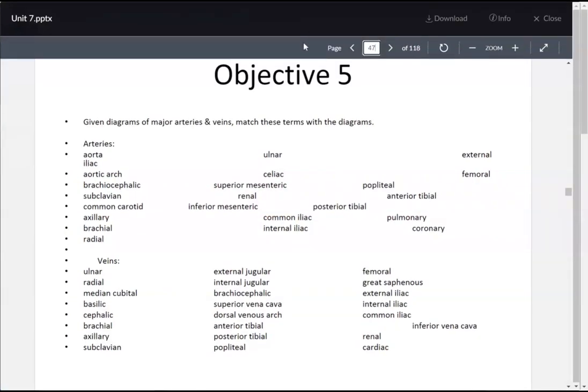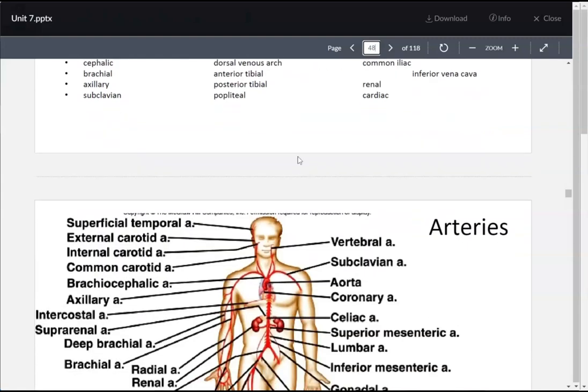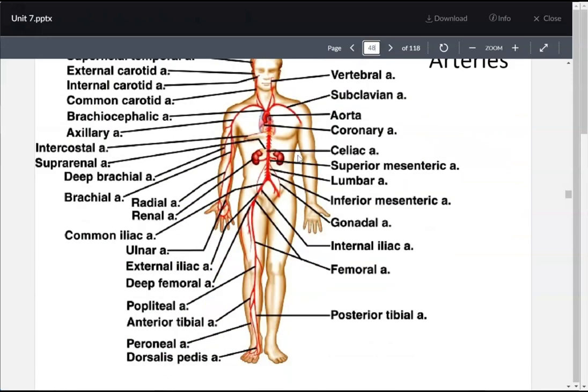All right, let's go ahead and talk about major blood vessels. Now, here's a list of some major arteries and veins. It is ideal if you are able to match these big ones on a diagram such as this. Now, this diagram is labeled.